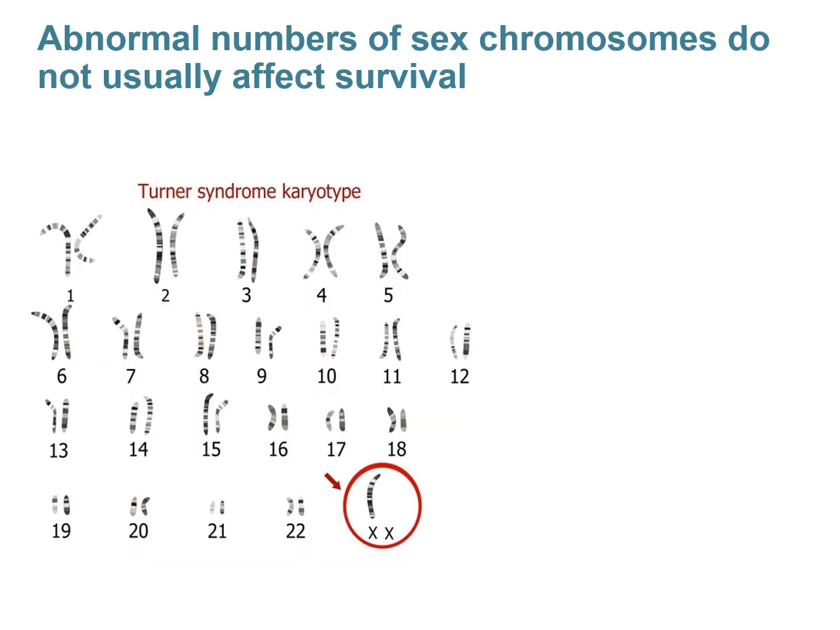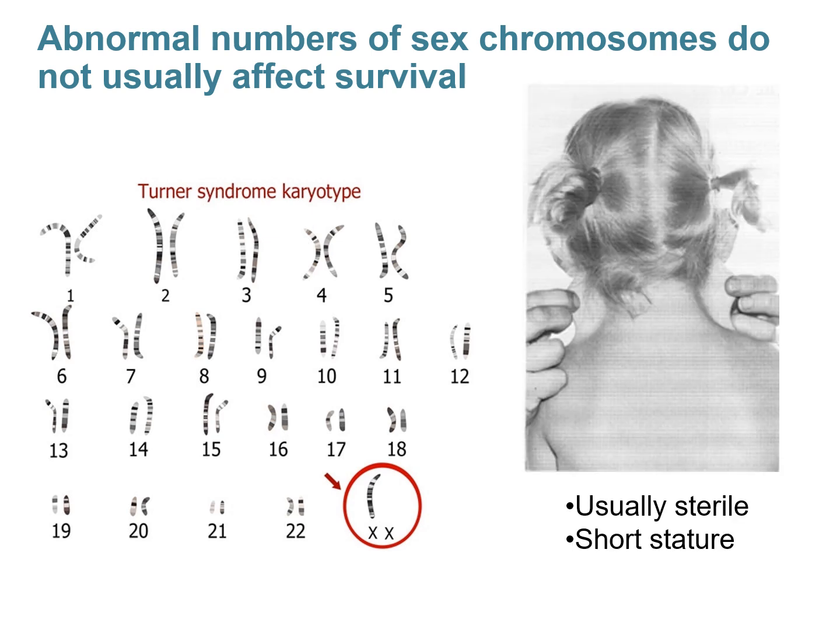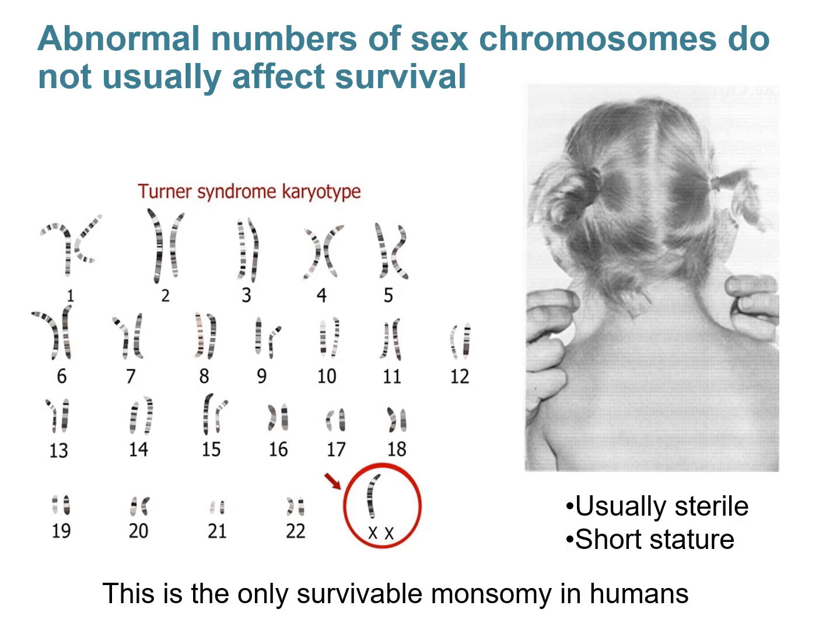You can see that they have homologous pairs of chromosomes for all of the chromosomes except for the sex chromosomes. This individual has only 1 X. Individuals with Turner syndrome tend to be very short, they tend to be sterile, meaning that they cannot have children, and they also tend to have webbed features, such as a webbed neck. This is the only survivable monosomy in humans, and it's relatively mild.